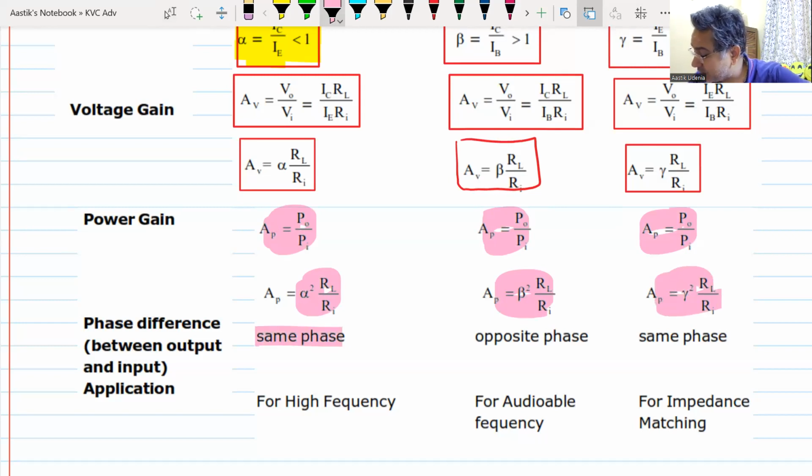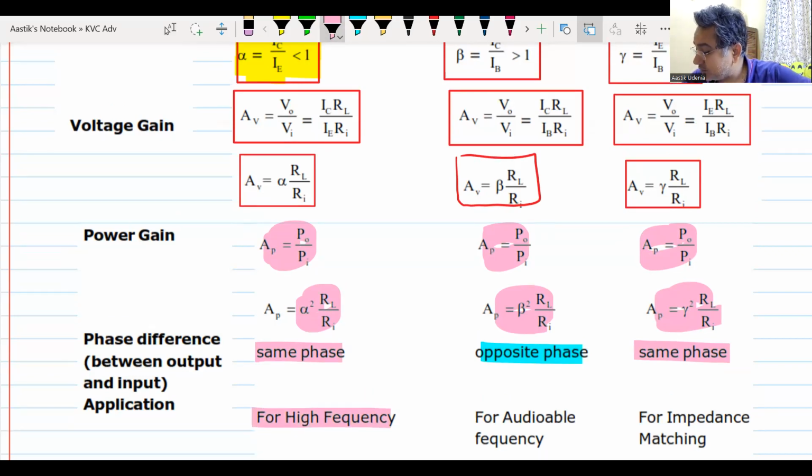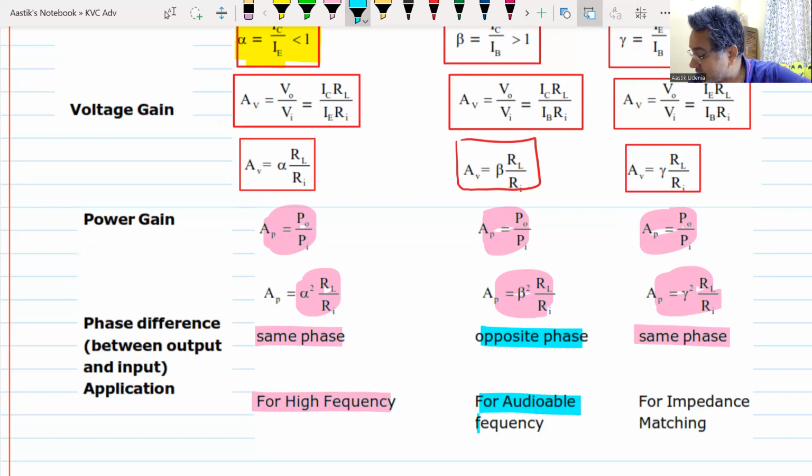Phase difference: remember, in common base and common collector, the output is in the same phase, but in common emitter, it is in the opposite phase. Remember these things. Common base is used for high frequency, common emitter for audible frequency, and common collector for impedance matching. Common collector is only used for impedance matching. You have to remember it. Note it down first.